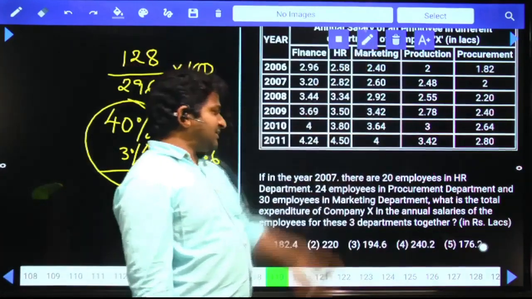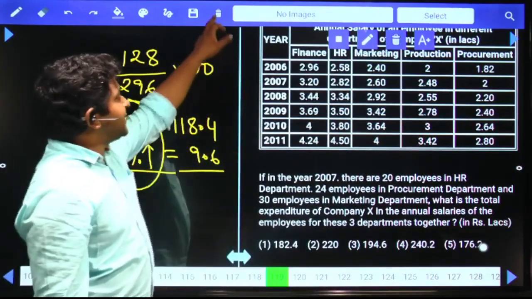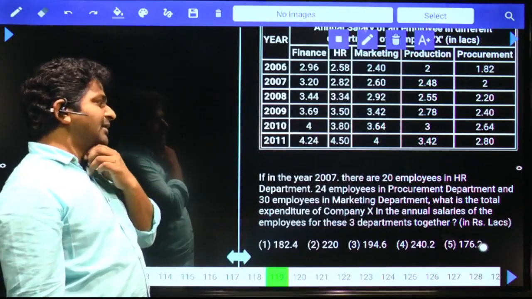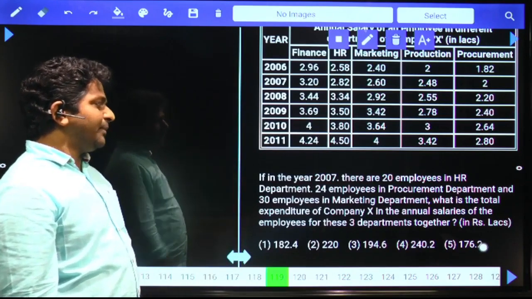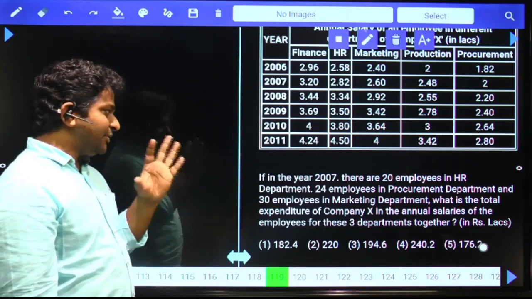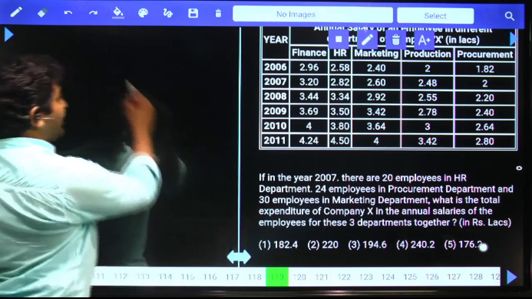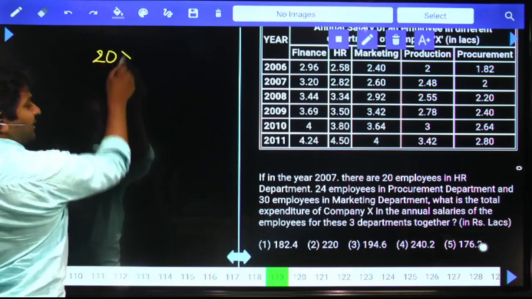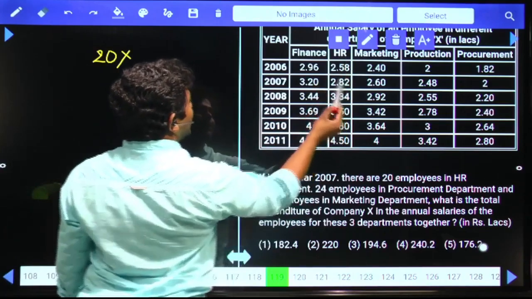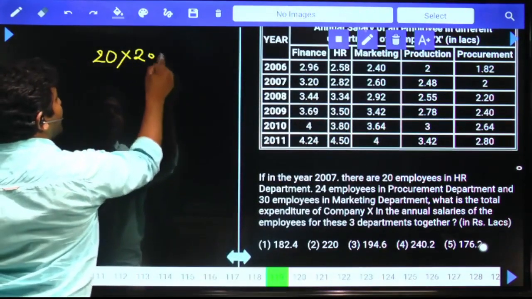If in the year 2007 there are 20 employees in the HR department, 24 in procurement, 30 in marketing, what is the total expenditure of company X in the annual salaries of employees for these 3 departments together? 20 people are there in the HR department. In which year? 2007. 2007 HR department 2.82.